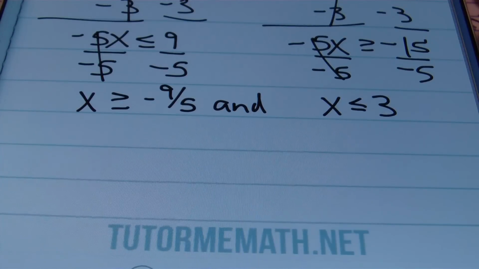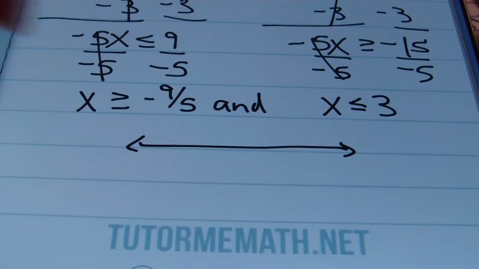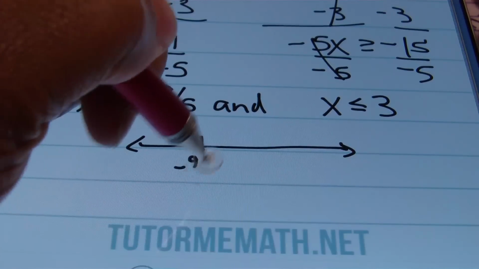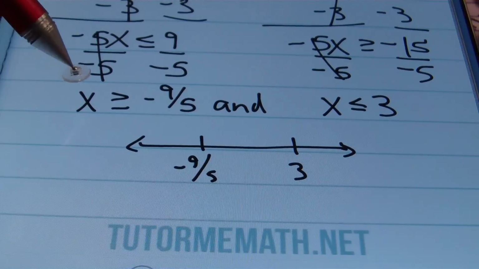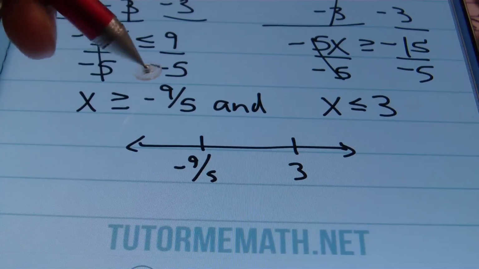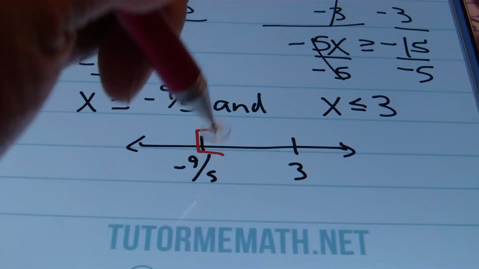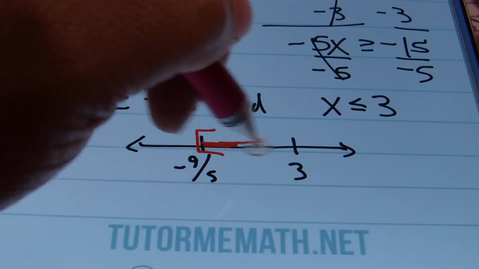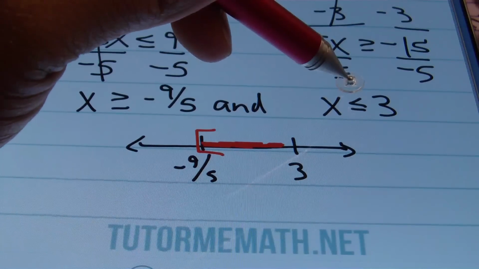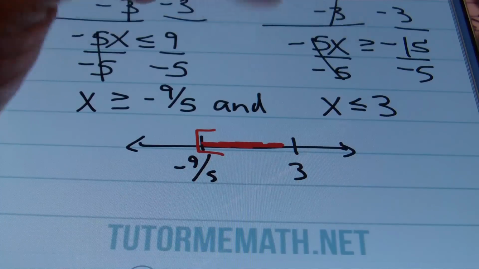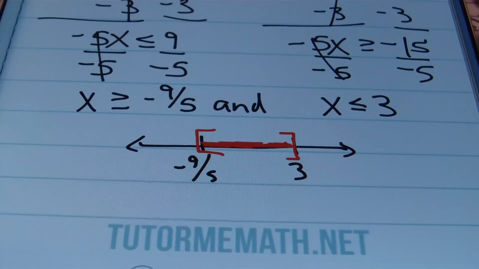From here, we'll graph our solution on a number line. So here's my number line right here. I'll have negative 9/5, and I'll have a positive 3. My solution states that x is greater than or equal to negative 9/5. So that means I'll use a bracket at negative 9/5, and I'll start shading toward the 3. As I approach the 3, I have x can also be less than or equal to positive 3. So that means I'll need a bracket at 3, and it'll be trapped between those two values.